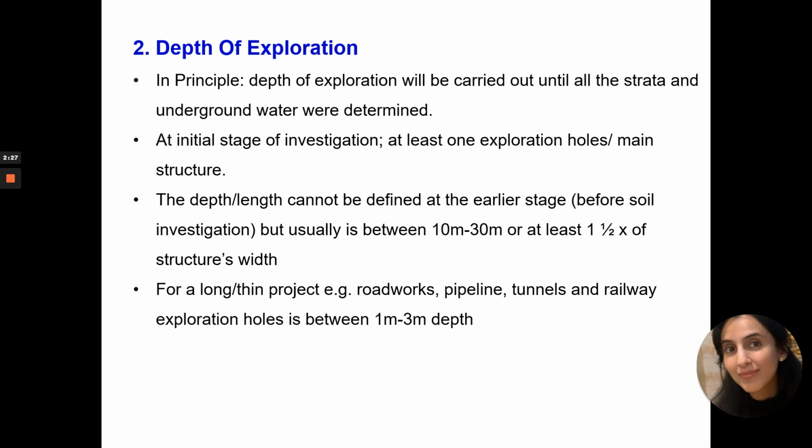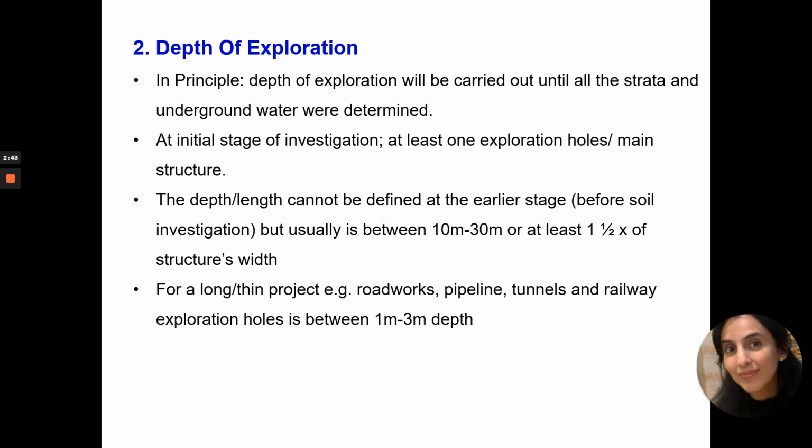Depth of exploration. In principle, the depth of exploration will be carried out until the strata and underground water are determined. At the initial stage of investigation, at least one exploration. So initial stage means at the early stage, the preliminary study.